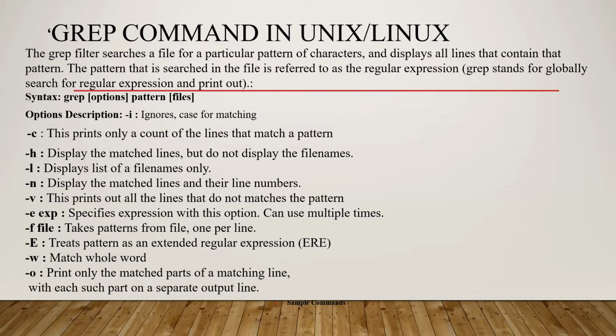-e expression specifies the expression with this option; it can be used multiple times. -f file takes patterns from a file, one per line. -E treats the pattern as an extended regular expression, nothing but egrep. -w matches the whole word. -o prints only the matched parts of a matching line, with each such part on a separate output line.